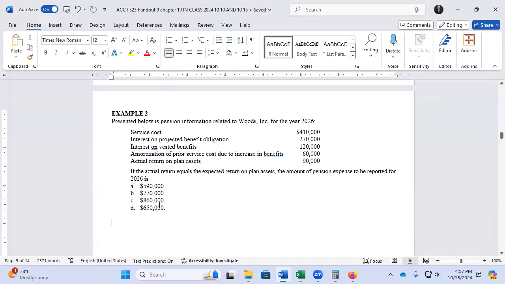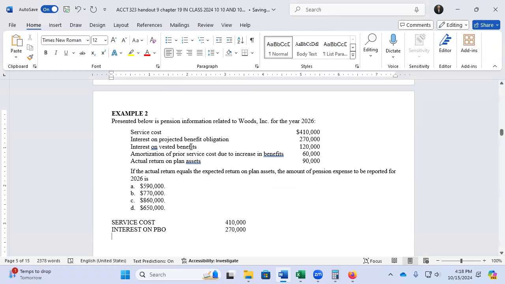Okay, so we have some information related to Woods Inc. for the year 2026. They're asking us to calculate the amount of pension expense to be reported for 2026. And it's telling us that the actual return on plan assets also equals the expected return. And so we have service cost, that's 410,000. Interest on PBO, which they say is 270,000.